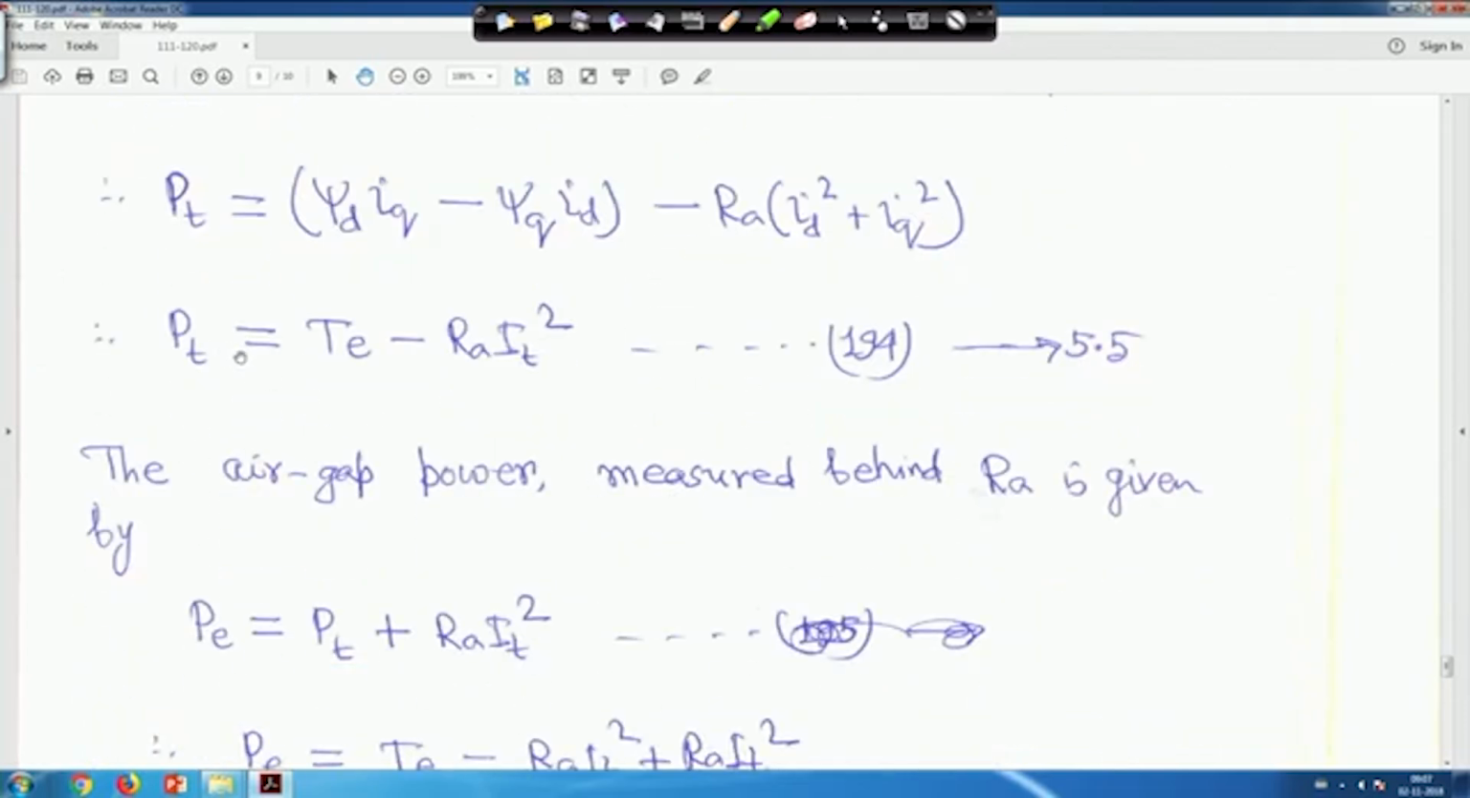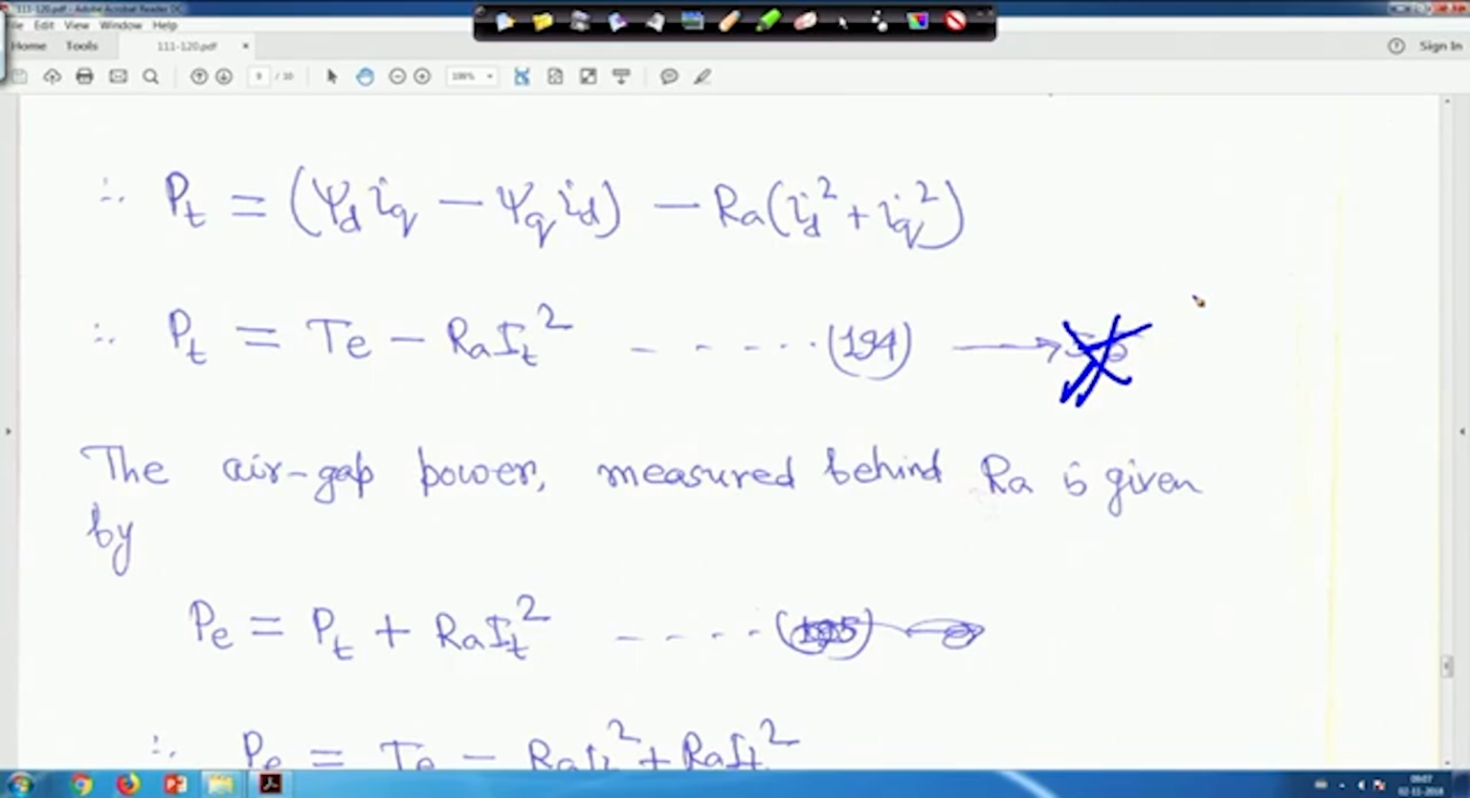So, this we know is the torque T. So, PT is equal to T minus RA IT square, because IT square is equal to ID square plus IQ square. This is equation 194.